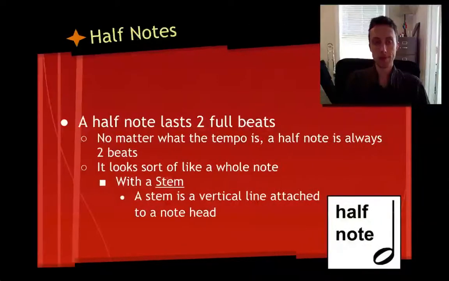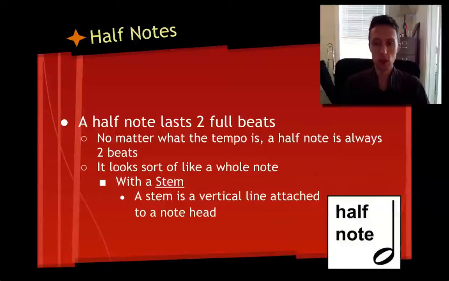So the next note is a half note, as you might have guessed. The half note is worth 2 beats. It's worth half the value of a whole note, so it's worth 2 full beats. Again, doesn't matter if the tempo is fast or slow or medium or whatever, a half note is always 2 beats. Notice that if you look down here, you can see that the half note looks almost identical to a whole note, except it has a stem.